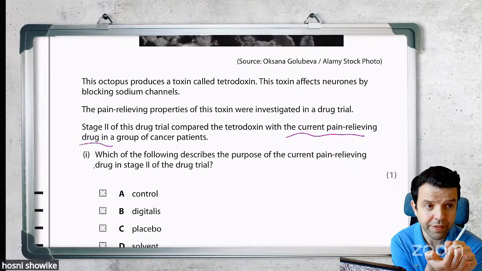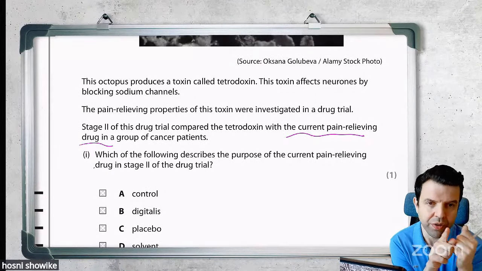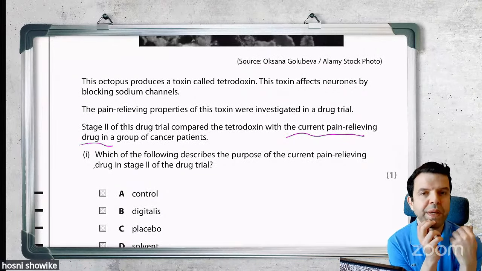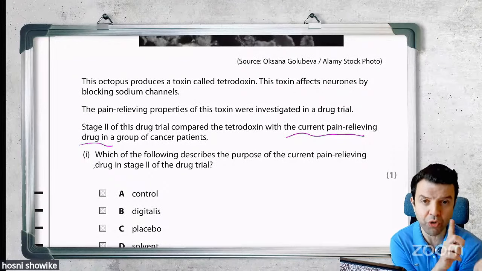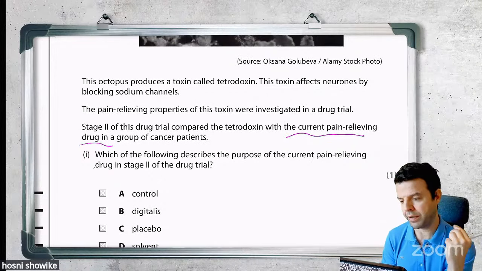Why in such human studies do we use existing medication? Why don't I just give them a dummy placebo? That's because it's unethical, right? You can't leave someone in pain just because you want to try the drug. So you must give them something that will relieve their pain.